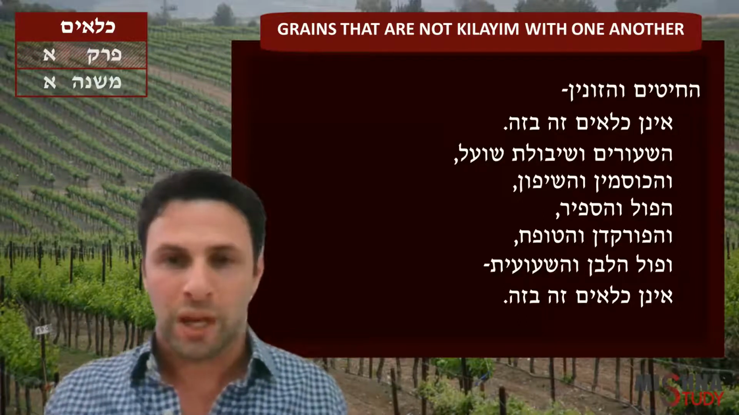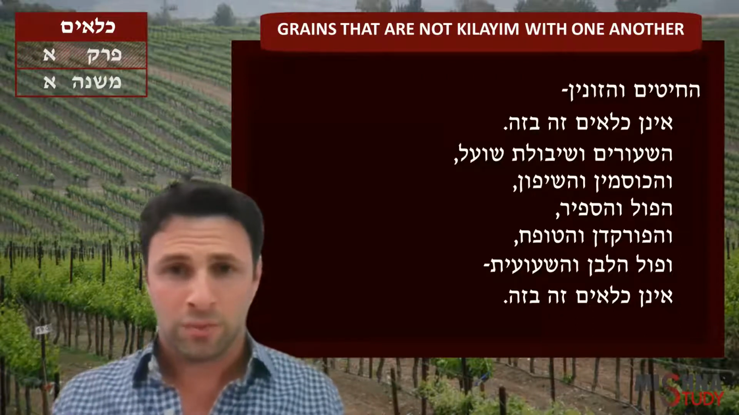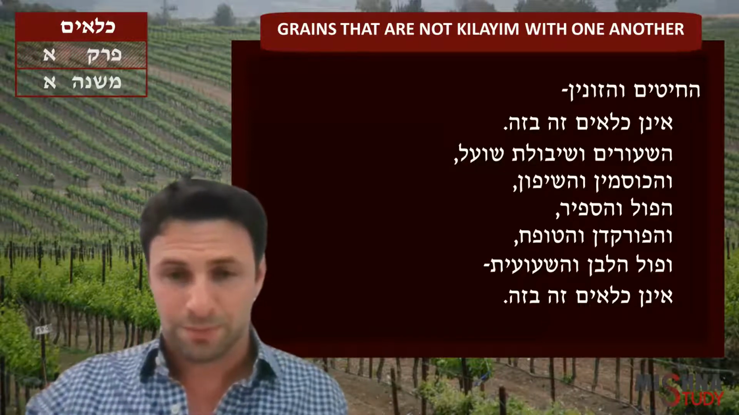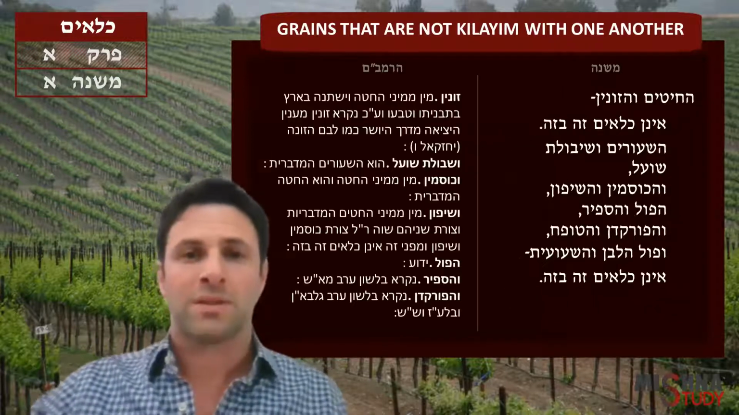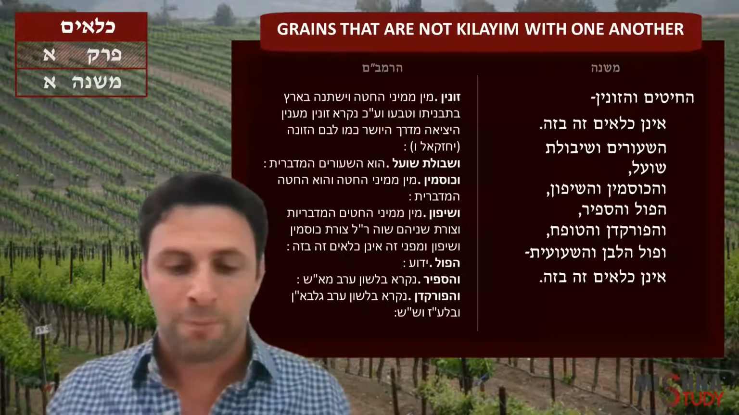Ha-Haytim v'hazunim, enam Kilayim ze bazeh. Ha-Se'orim v'shibolet shu'al. Ha-Kusmim v'hashifon. Ha-Pol v'hasapir. Ha-Purkedan v'hatofiach. Ful halavan v'hashawit. Enam Kilayim ze bazeh. So if you have all these, we'll just explain what they are according to Rambam.